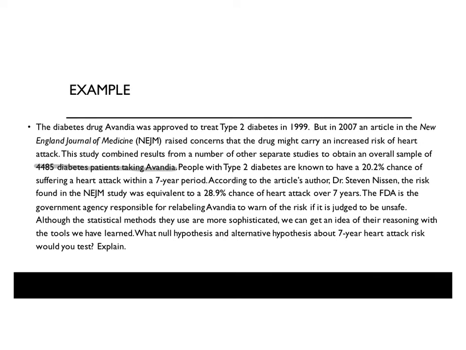People with type 2 diabetes are known to have a 20.2% chance of suffering a heart attack within a 7-year period. According to the article's author, Dr. Steven Nissen, the risk found in the study was equivalent to a 28.9% chance of heart attack over 7 years. The FDA is the government agency responsible for relabeling Avandia to warn of the risk if it is judged to be unsafe. Although the statistical methods they use are more sophisticated, we can get an idea of their reasoning with the tools that we have learned. What null hypothesis and alternative hypothesis about 7-year heart attack risk would you test, and explain why?